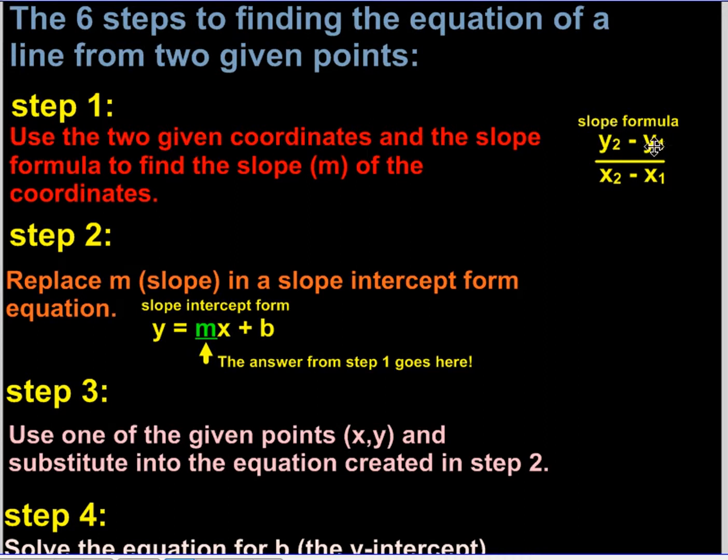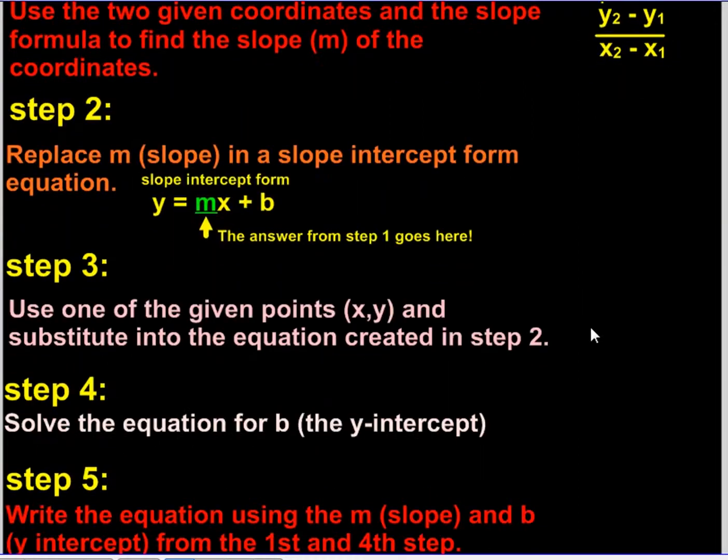So you're going to plug those coordinates in here, get an answer, and then once you got the answer, you move on to step 2. You're going to replace m, the slope, in a slope-intercept form equation. So the answer you got from number 1 is your slope, and you're going to take this equation and substitute the slope for m right here. And once you've done that, you're ready to move on to step 3.